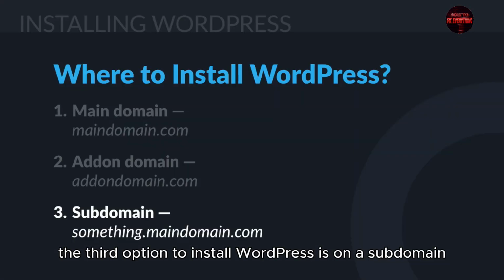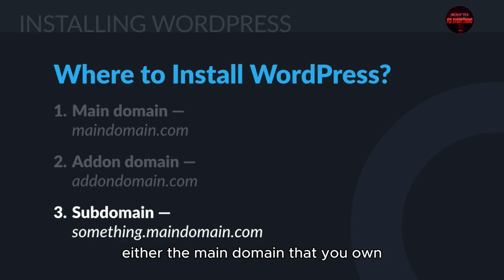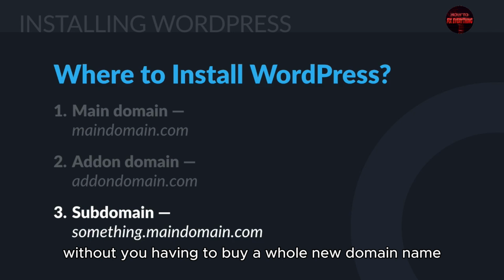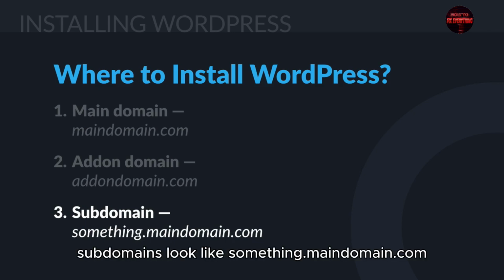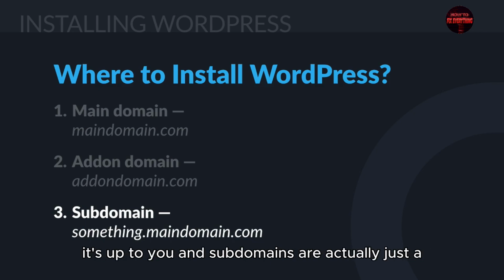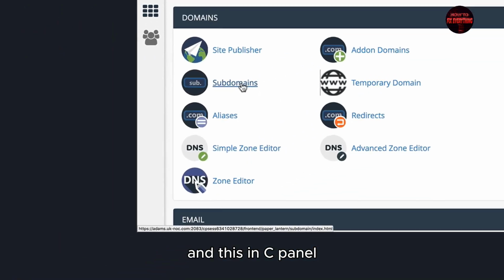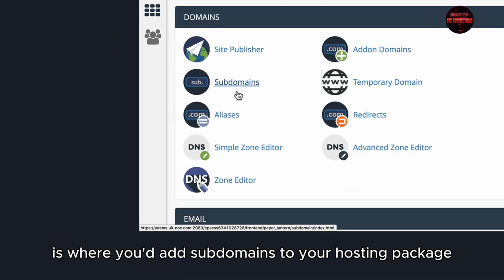The third option to install WordPress is on a subdomain. Now, a subdomain is basically where you piggyback on either the main domain that you own or one of your add-ons without you having to buy a whole new domain name. Subdomains look like something.maindomain.com, and you can put whatever you like before the first dot. It's up to you. Now, subdomains are actually just a completely separate website, and this in cPanel is where you'd add subdomains to your hosting package.